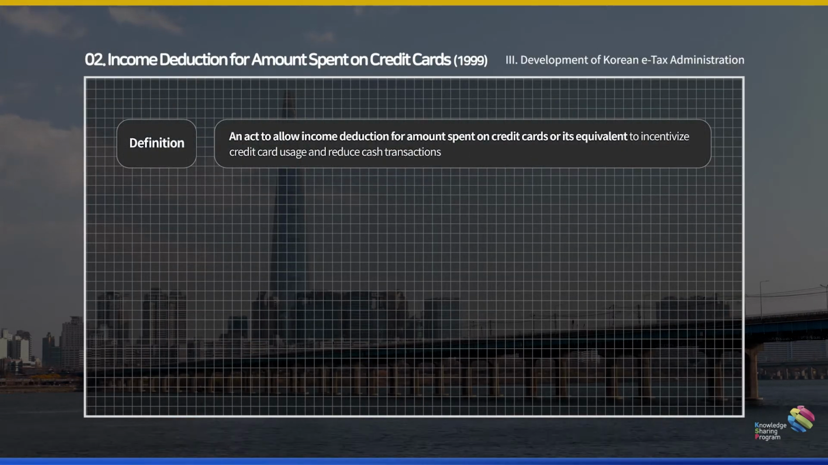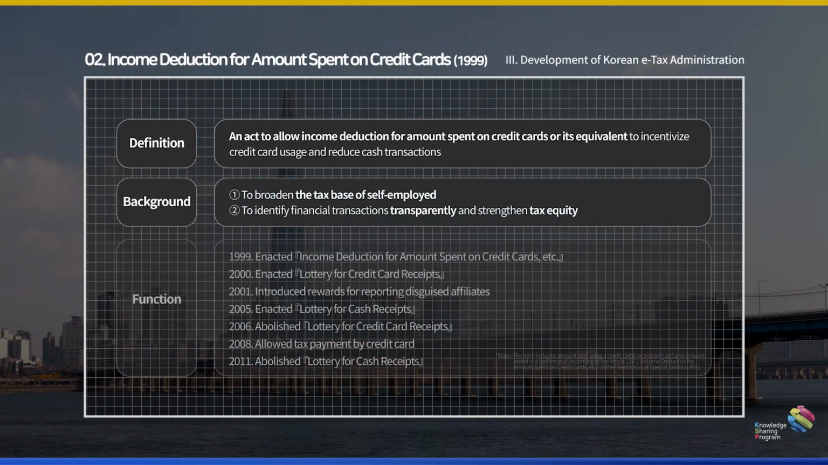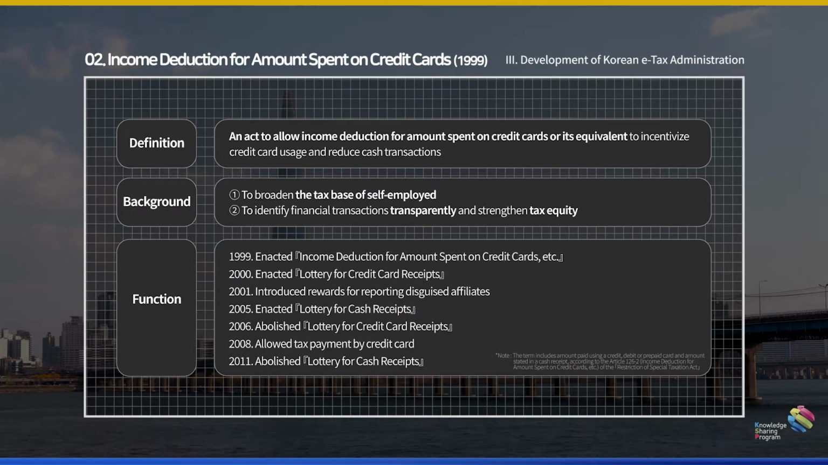Soon after the establishment of TIS, the restriction of the Special Taxation Act was further amended in 1999 to incorporate articles regarding income deduction for the amount spent on credit cards. The newly added articles allow income deduction for amounts spent on credit cards or their equivalent to incentivize credit card usage and reduce cash transactions. This was initiated with the purpose of broadening the tax base among the self-employed, as well as to ensure transparency in identifying financial transactions and strengthen tax equity.